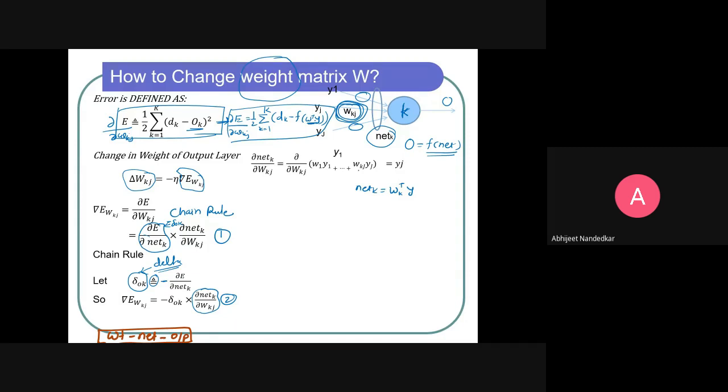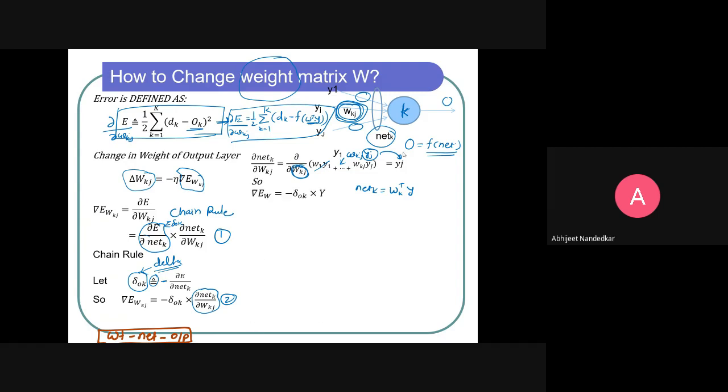If I differentiate with respect to W_kj, all these terms vanish, and only the term related to small w_kj will remain, which is W_kj multiplied by y_j. So if I differentiate with respect to W_kj, only y_j will come out.